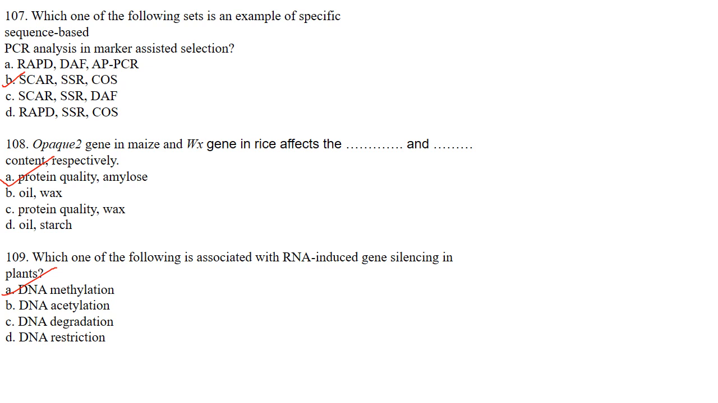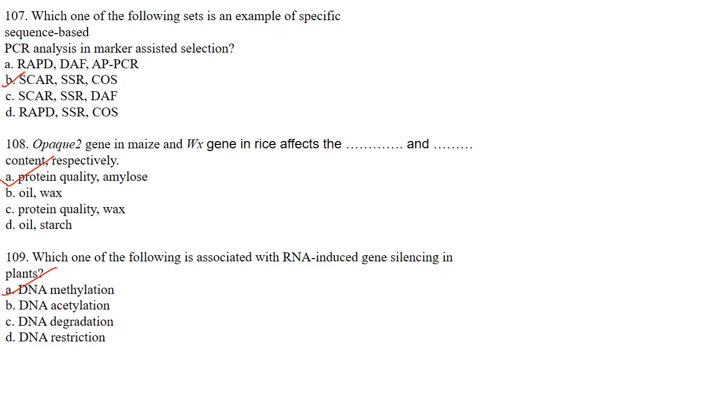Then next one, opaque 2 gene in maize and WX gene in rice affects the dash and dash content respectively. So the opaque 2 gene in maize encodes a transcriptional activator that controls expression of various genes during kernel development, particularly some of the most abundant endosperm storage protein genes. And in rice grains, the waxy gene, WX gene, is responsible for the synthesis of amylose. So the answer here is option A, protein quality and amylose.